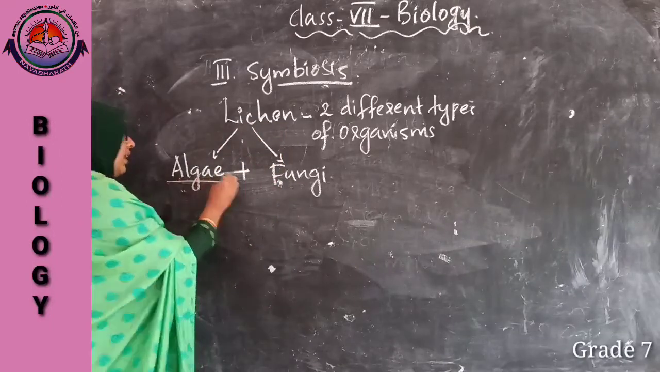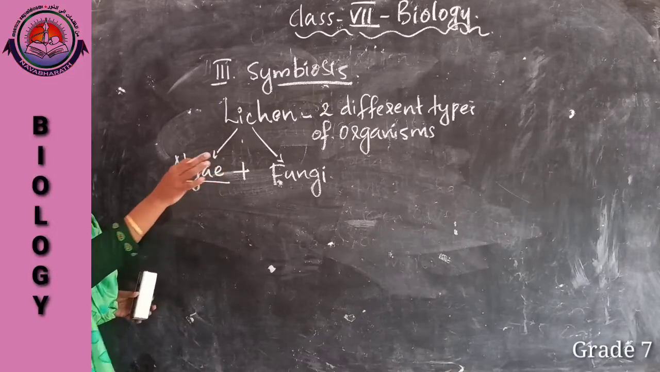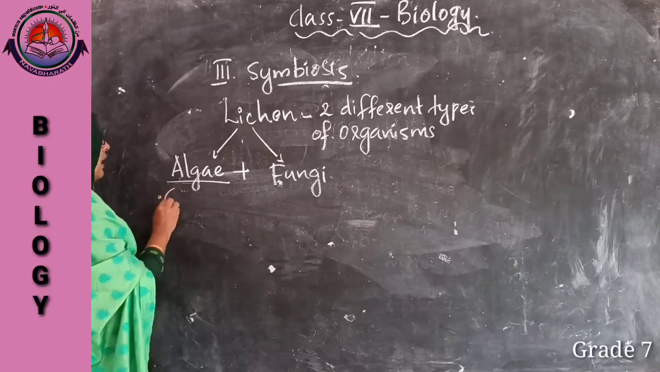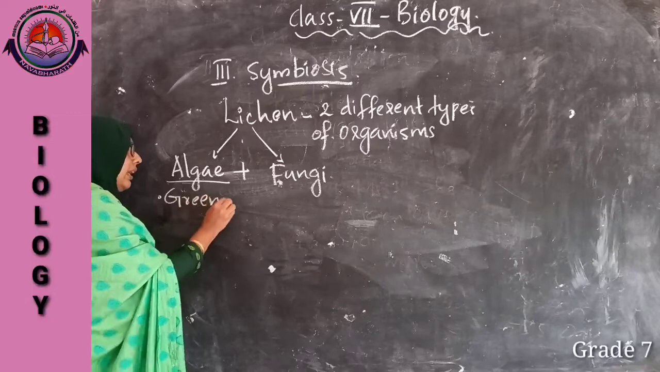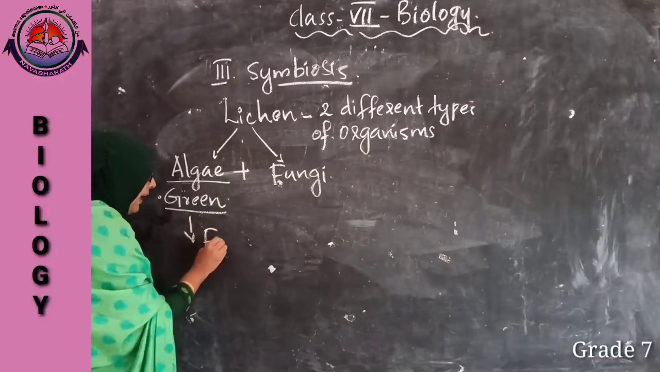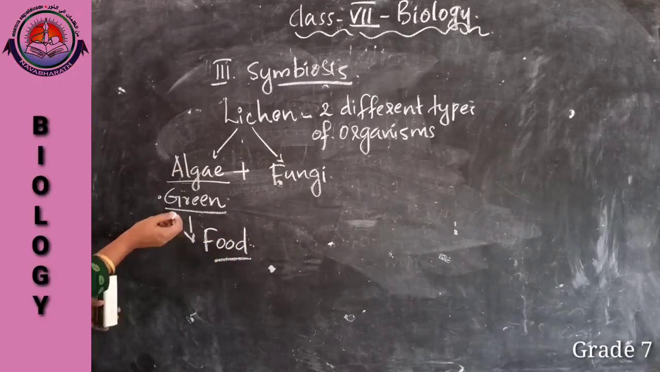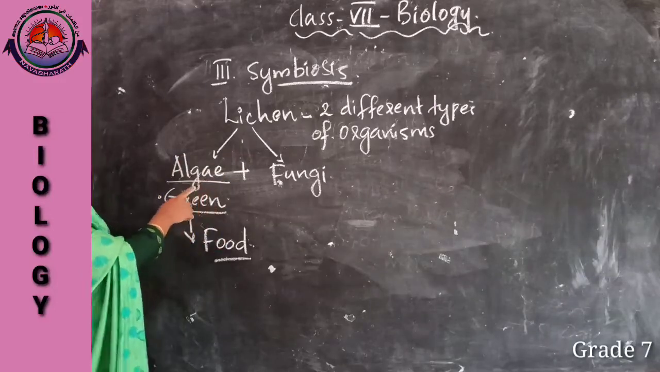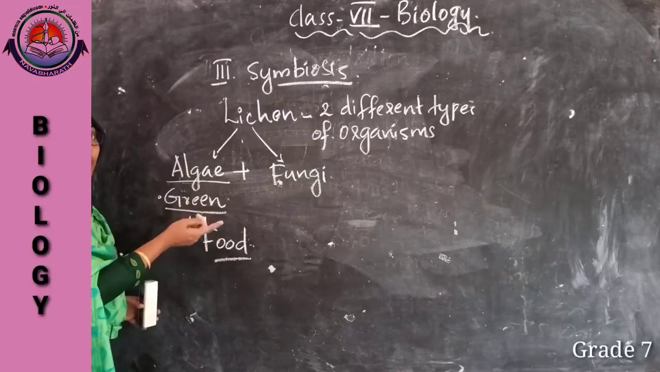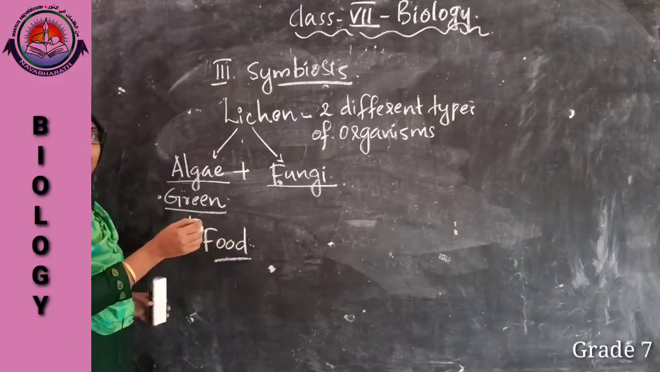Okay, you have seen algae, right? In ponds or in stagnant waters we could see algae. What is the color of algae? They are green in color, isn't it? Since they are green in color, they can prepare food, isn't it? So algae are the portion of the lichen which prepares food with the help of the photosynthesis process. Okay. So what is the role of fungi?